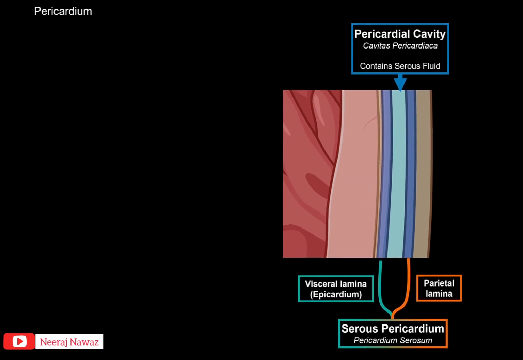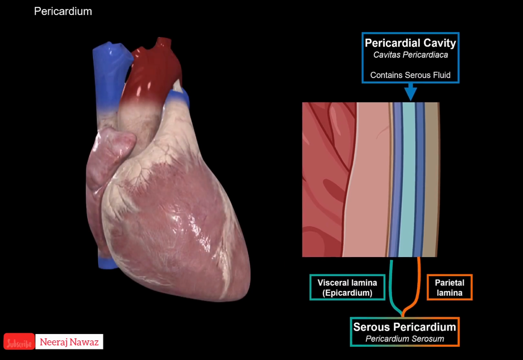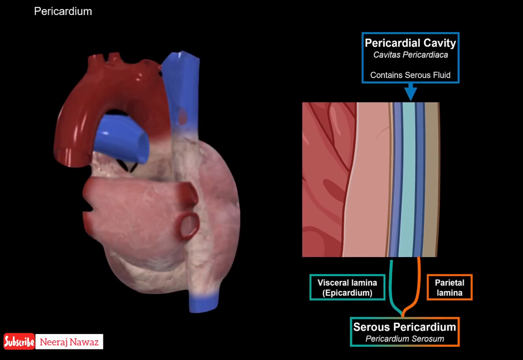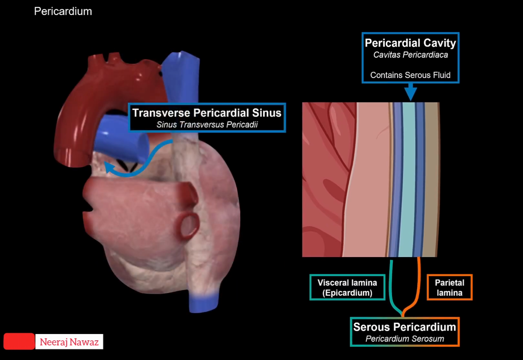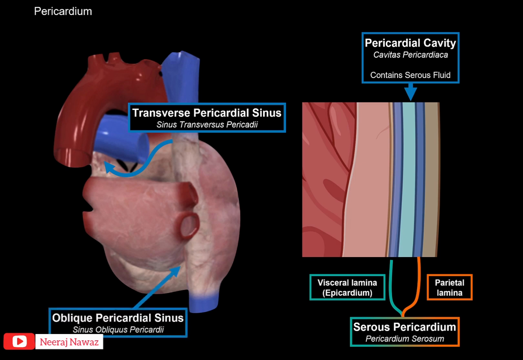So if you turn the heart around like this, the first pouch it forms is the transverse pericardial sinus, which lies between the ascending aorta and the pulmonary artery, as you see here. The second pouch is the oblique pericardial sinus, located in the heart's posterior aspect between the inferior vena cava and the pulmonary veins. That's all for today.